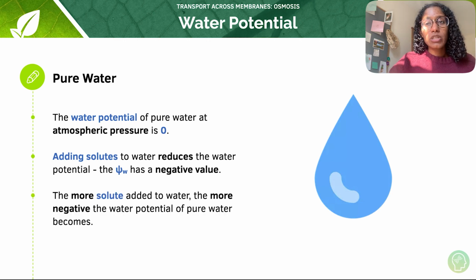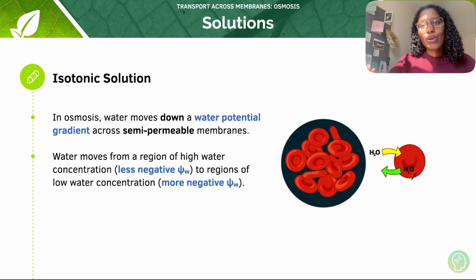Now, the more solute added to water, the more negative the water potential, okay? So basically, the less pure the water is, if you're going to put solutes into it, the further away it is from 0, the more negative it is. Does that make sense? So the more solute added to water, the more negative the water potential of pure water becomes. So in osmosis, water moves down a water potential gradient across semi-permeable membranes.